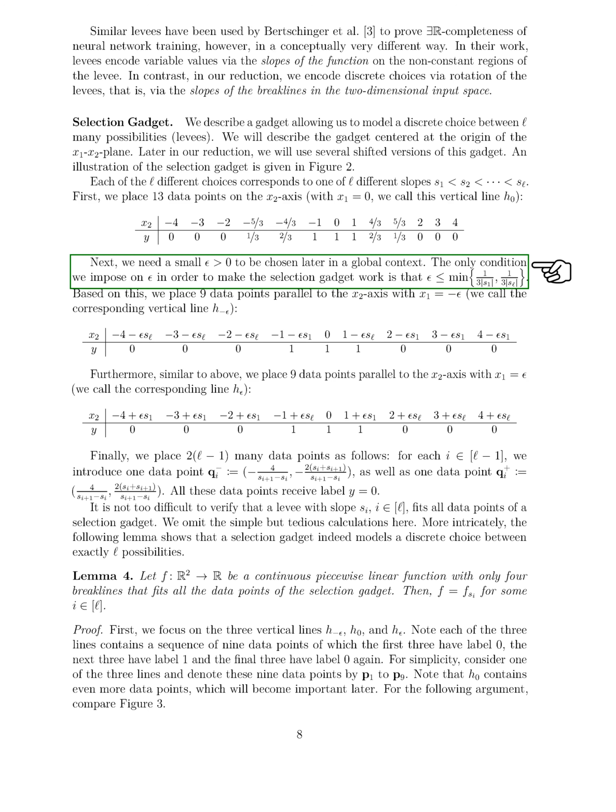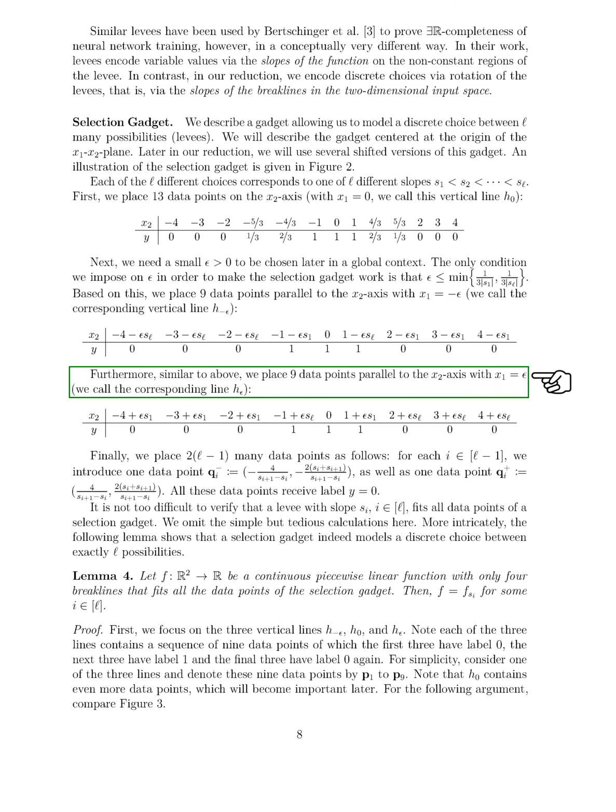We start by placing 13 data points on the x2 axis, at the point where x1 equals 0. We'll call this vertical line h0. Next, we need a small positive number, which we'll call epsilon. The value of epsilon will be determined later, but for the gadget to work, it must be less than or equal to the minimum of 2 fractions: 1/3 divided by the absolute value of the first slope, and 1/3 divided by the absolute value of the last slope.